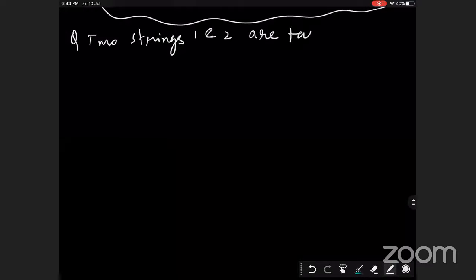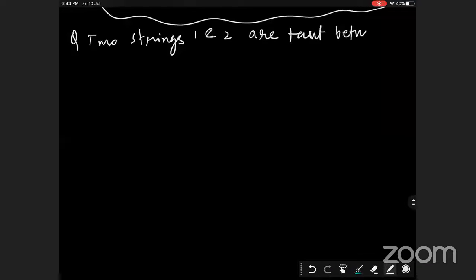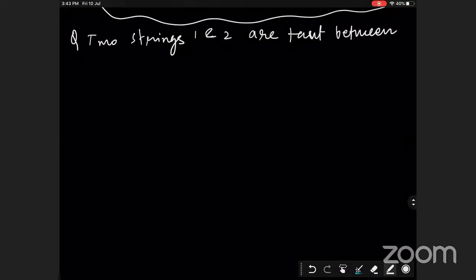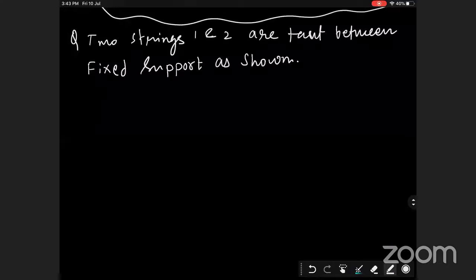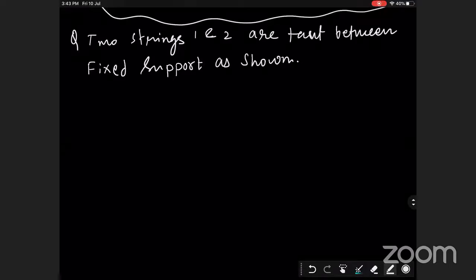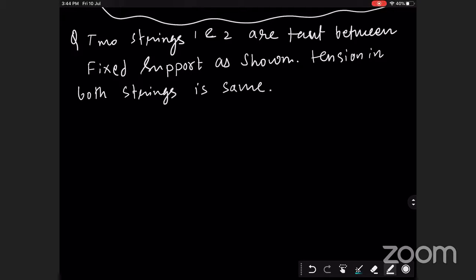Be ready for the next question. It is easier. Two strings, 1 and 2, are taut between fixed supports. Tension in both strings is the same. This is given.